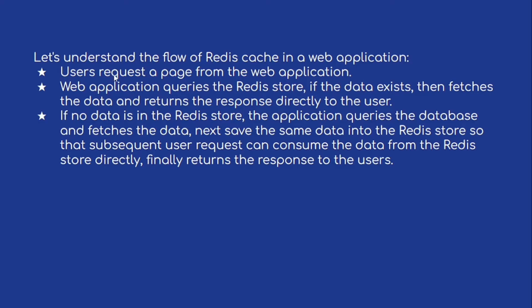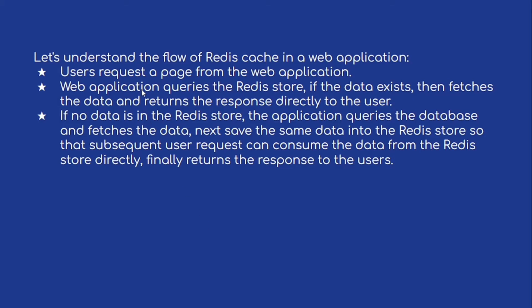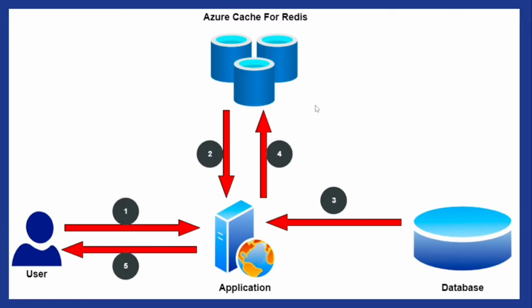The user requests a page from the web application. The web application queries the Redis store. If the application is configured with Redis cache, then first it will query the Redis store. If the data exists, it fetches the data and returns the response directly to the user.